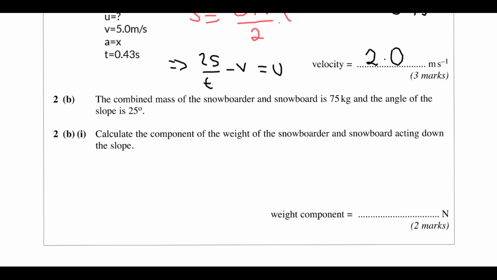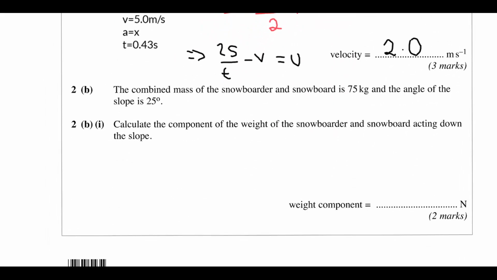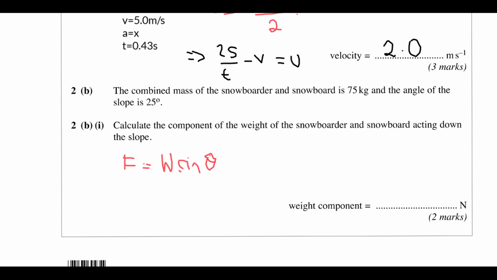Okay, so the combined mass of the snowboarder and the snowboard is 75 kilograms, and the angle of the slope is 25 degrees. Calculate the component of the weight acting down the slope, which means down parallel to the slope. So if we have the angle to the horizontal, the parallel component is the sine. So the force we're looking for is the weight force times the sine of the angle, which in this case is 25. So the weight, we've got the total mass, turn that into a weight force, multiply that by the sine of the angle to the horizontal. That's what we've got here.